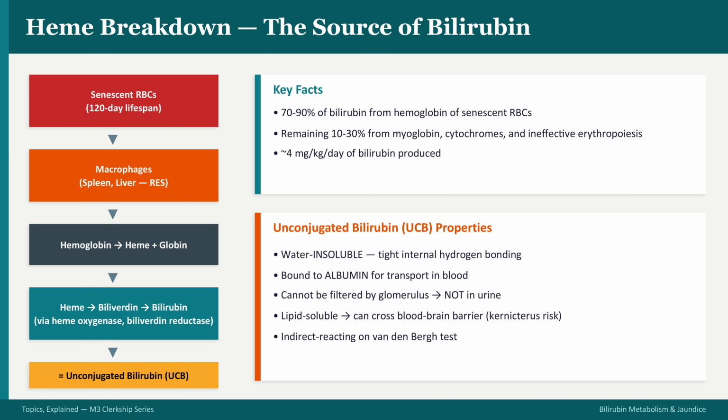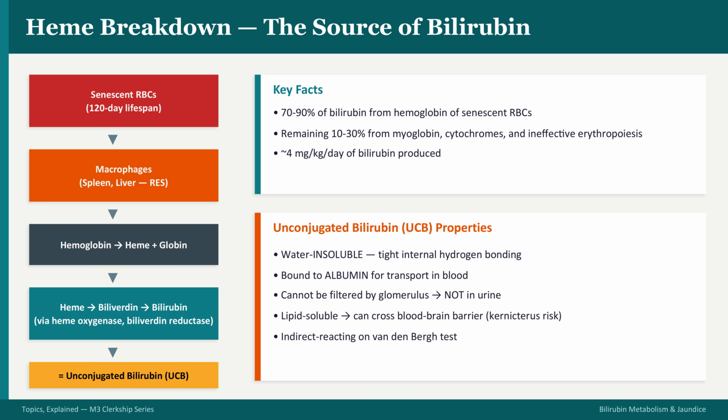Let's start at the very beginning. Where does bilirubin come from? About 70 to 90% comes from the breakdown of hemoglobin in senescent red blood cells, the ones that have reached the end of their 120-day lifespan. The remaining 10 to 30% comes from other hemoproteins, myoglobin, cytochromes, and from ineffective erythropoiesis in the bone marrow.